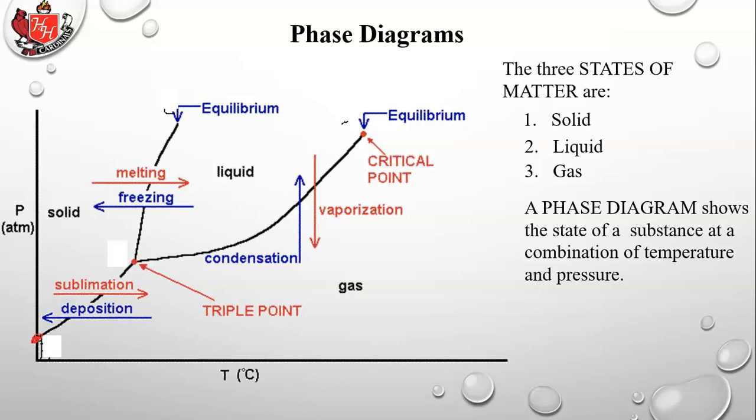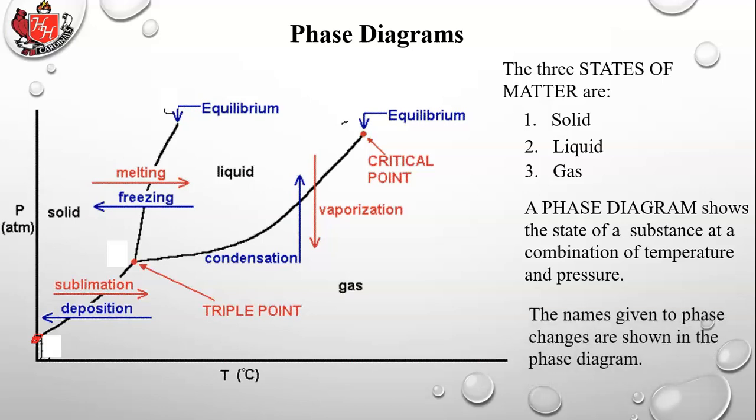Okay, the critical point is the highest temperature at which a substance can remain as either a liquid or a gas. At that point, it just becomes a mixture of the two, and that's above the critical point. The names given to phase changes are shown in the phase diagram, and we just went through those.